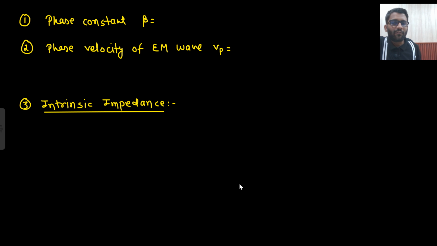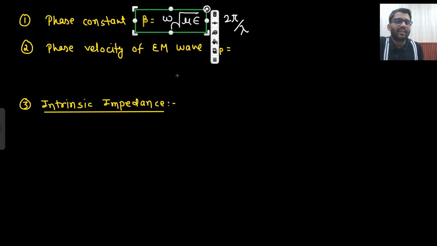What will be your phase constant? For free space the phase constant was beta equals omega root of mu naught epsilon naught, but here it will be this, and certainly it is equal to 2 pi by lambda. Okay, so this you are going to remember. The only change is that you need to replace these values. Beta equals omega root of mu epsilon.